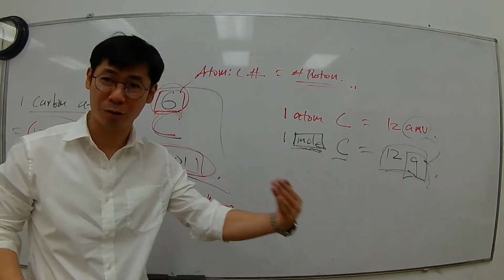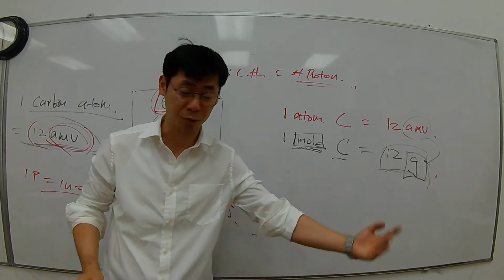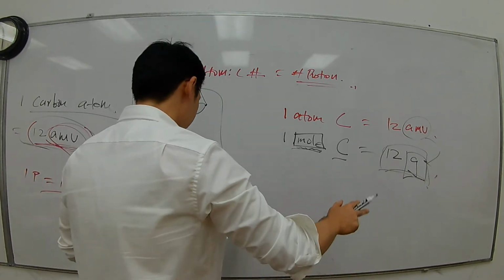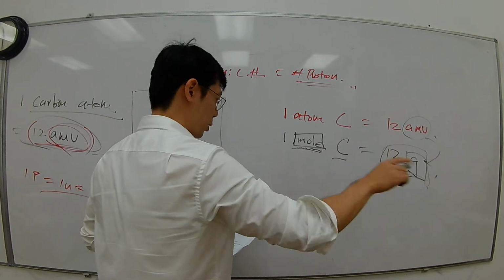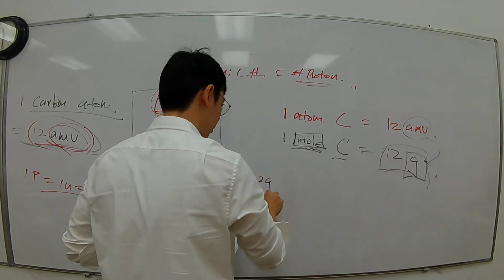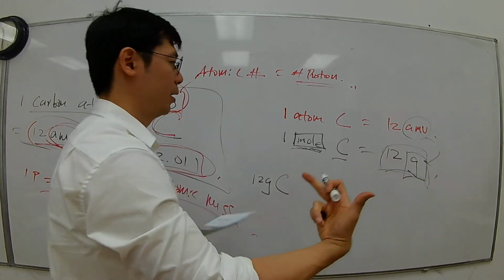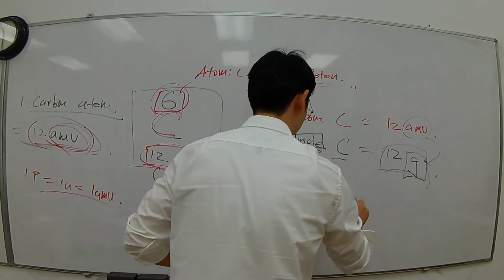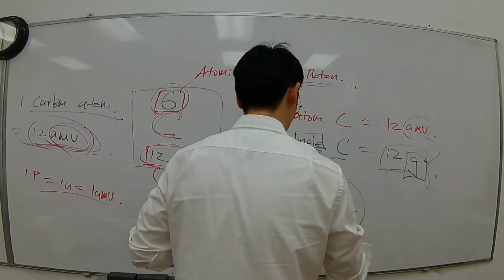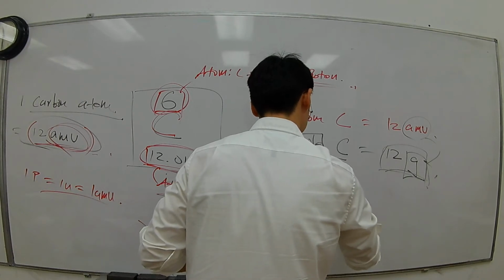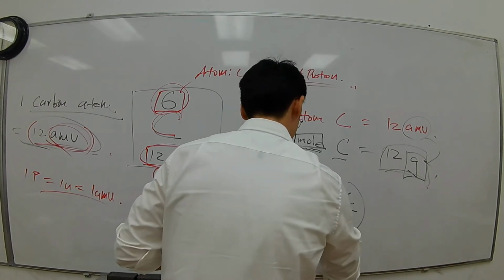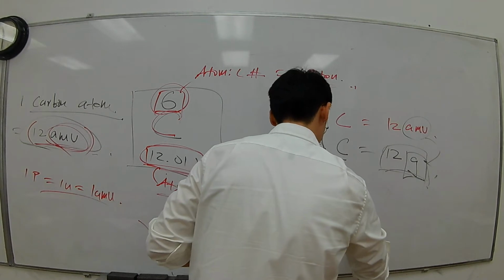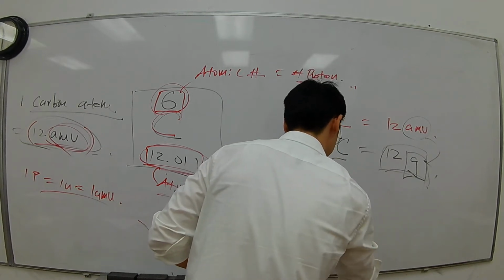You all know the Avogadro number, right? So where did that number come from? The conversion is, 12 grams of carbon, and I want to figure out how many atoms you have. So what I did here last night is: 1 atom of carbon is 12 AMU.